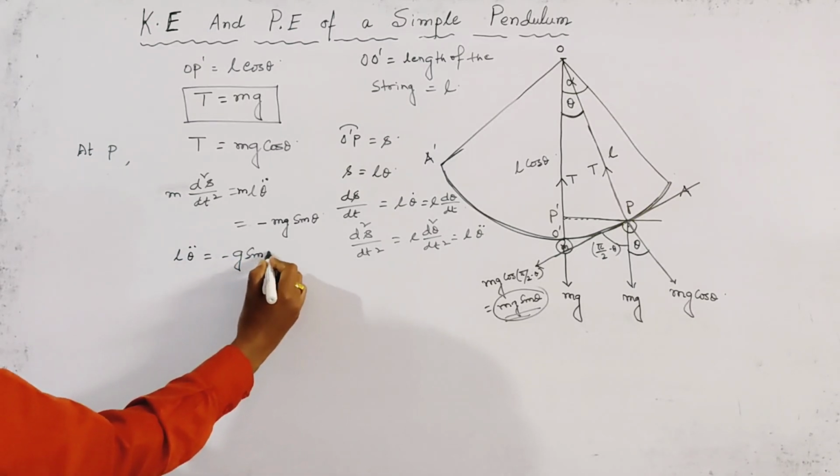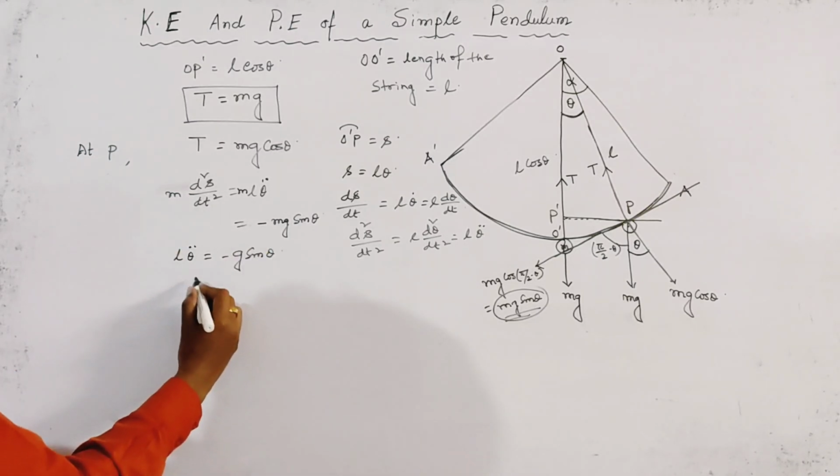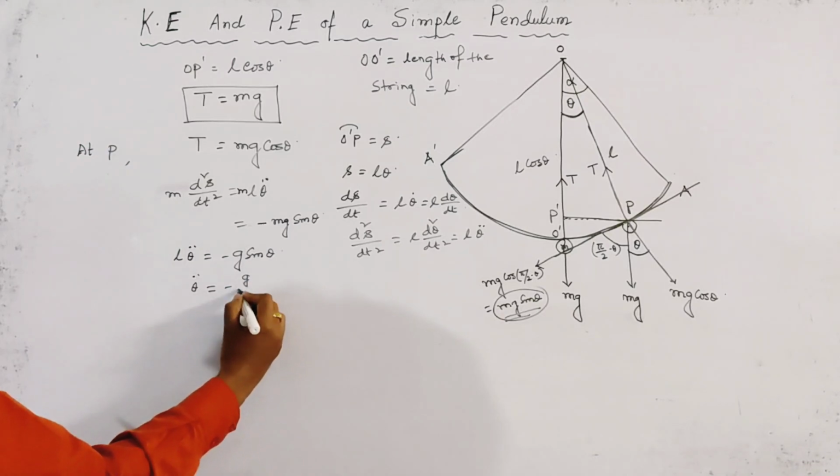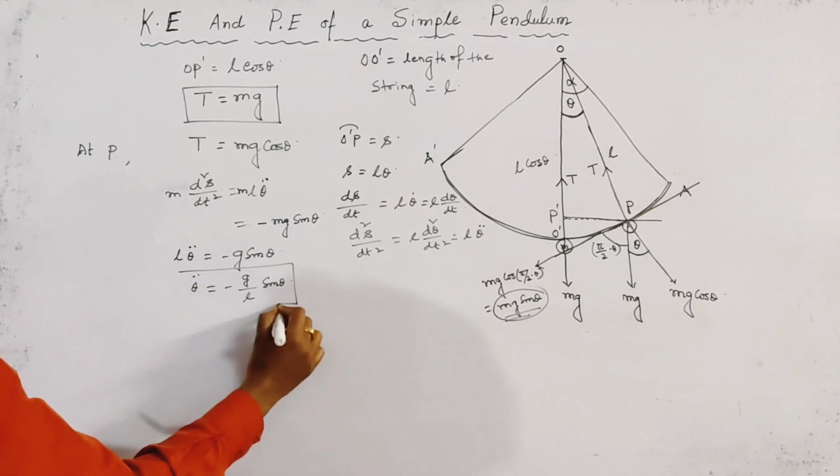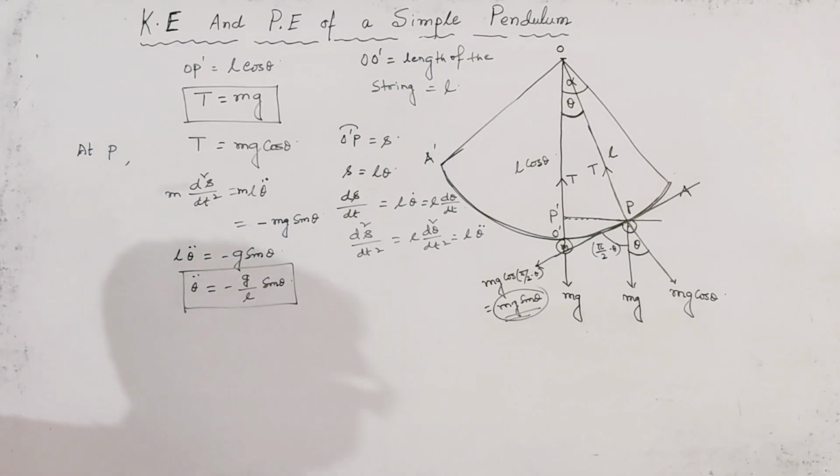equal to minus g sin theta, so theta double dot is equal to minus g by L sin theta. This is the equation of motion of a simple pendulum.